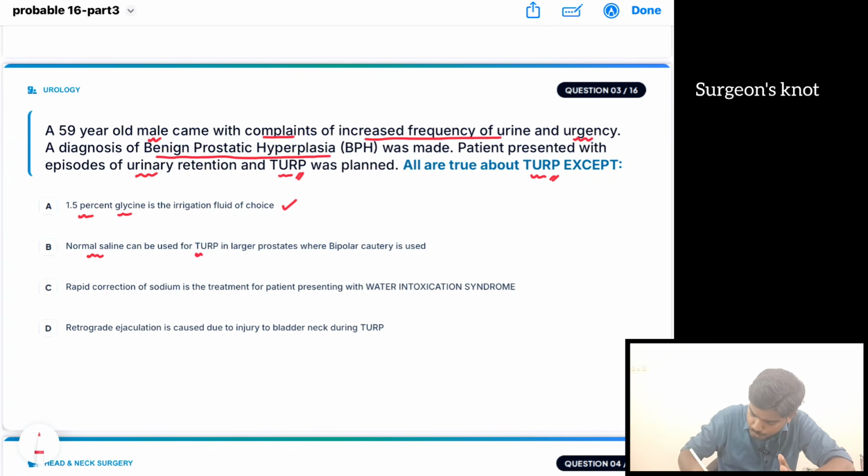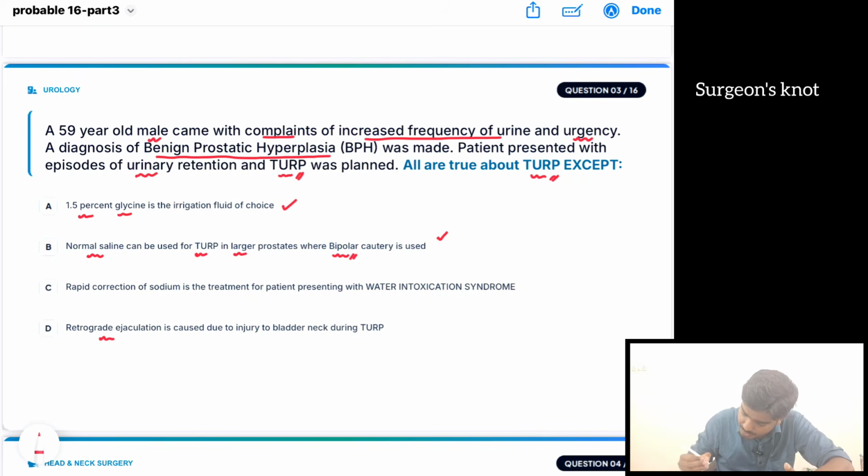Normal saline can be used for TURP in case of a larger prostate where bipolar cautery is used. Bipolar cautery use பண்ணும்போது normal saline is preferred. Normal saline is not preferred in unipolar cautery because it can transmit the current. Current transmit பண்ணிடும், அதனால bipolar cauteryல தான் normal saline is used. So it is a correct answer.